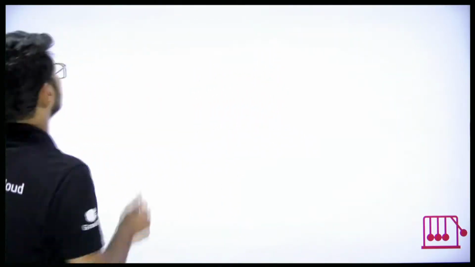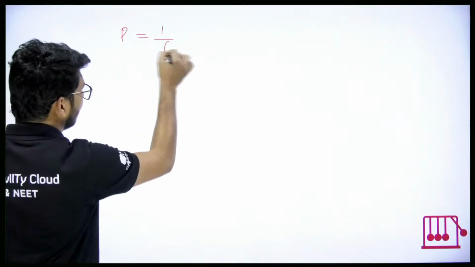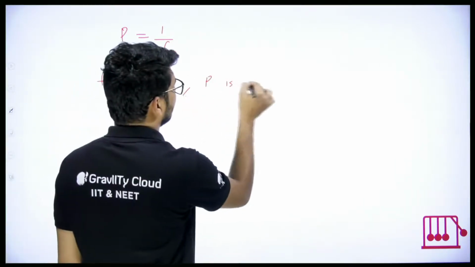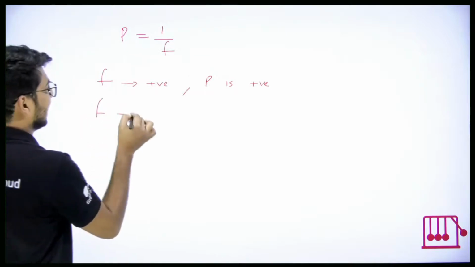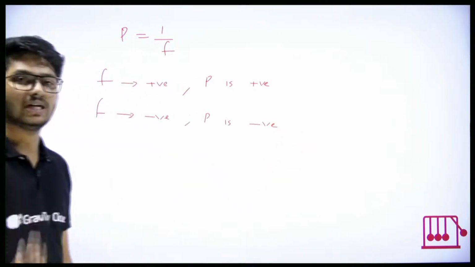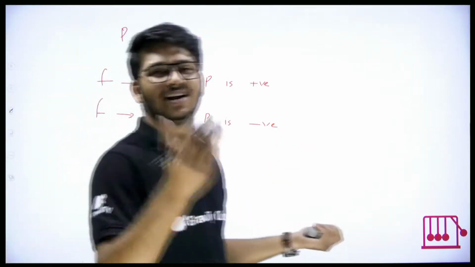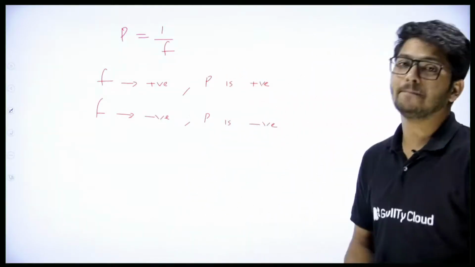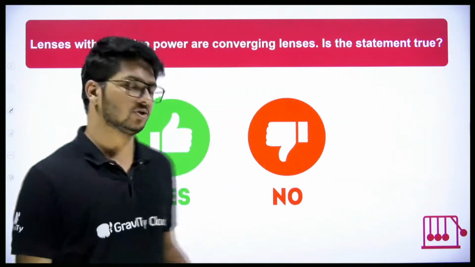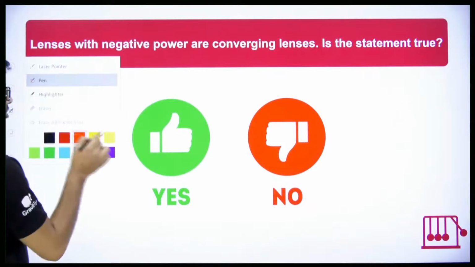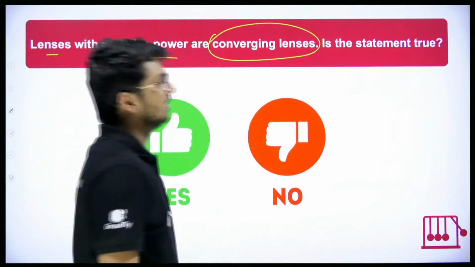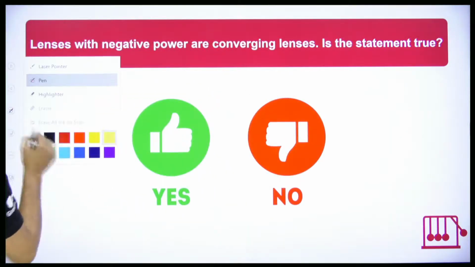And it depends on what? It depends on focal length. So when I say P is equal to 1 by F, F is positive, power is positive. F is negative, that means power is negative. So whether power is positive or negative will depend on focal length. Easy, right? So now an interesting question based on that negative power. The question is, lenses with negative power are converging lenses. Is the statement true? Yes or no?